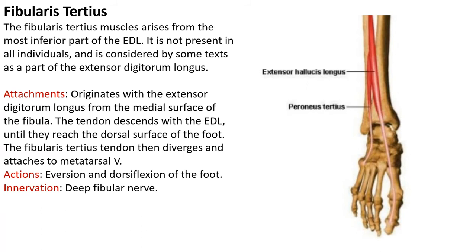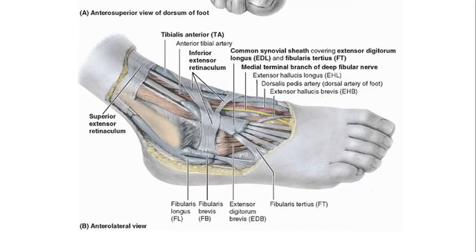And one thing that should be remembered is that all the muscles of the anterior compartment of the leg are supplied by the deep branch of the common peroneal nerve, which is a branch of the sciatic nerve in the popliteal fossa. So they are supplied by the deep peroneal nerve, deep fibular nerve. In some books, because the nerve is located on the fibular side, it is named the fibular nerve. Another name for this nerve is the peroneal nerve.